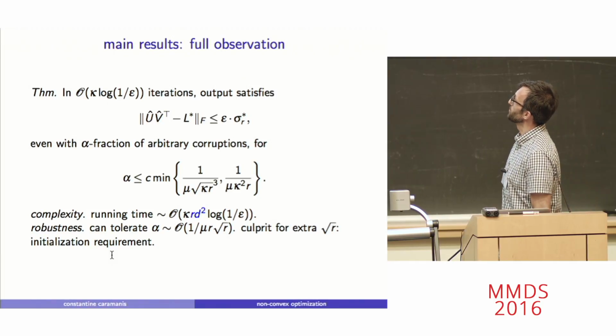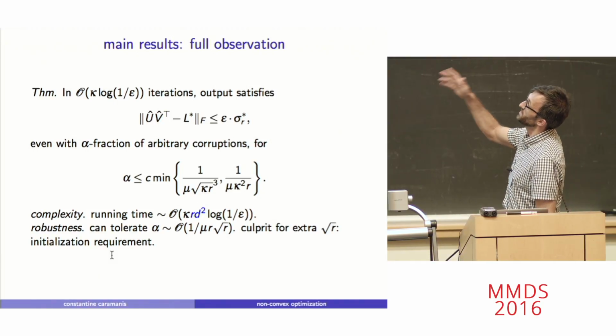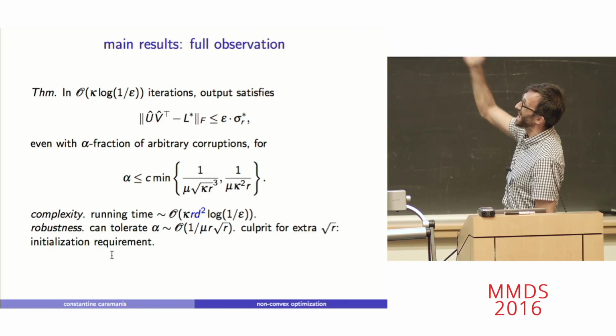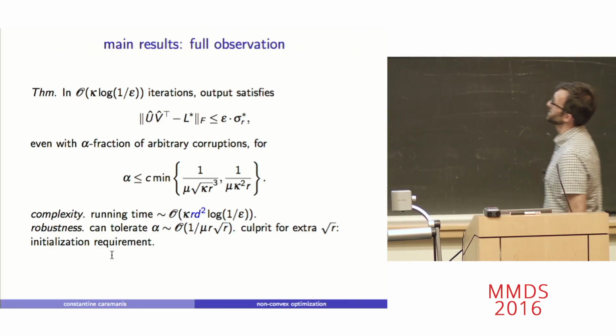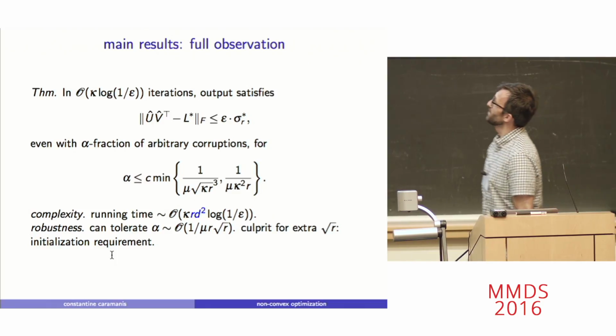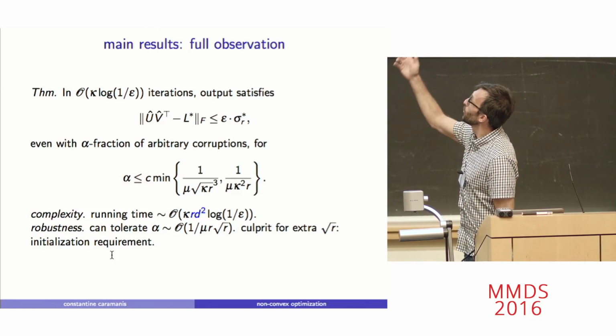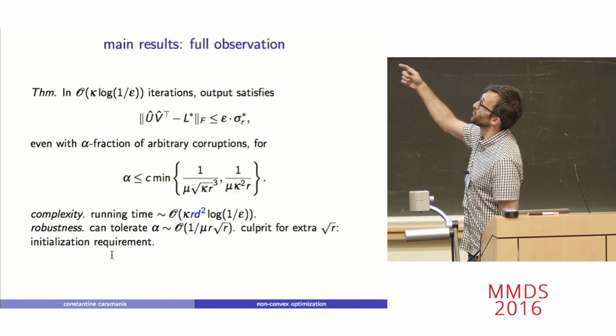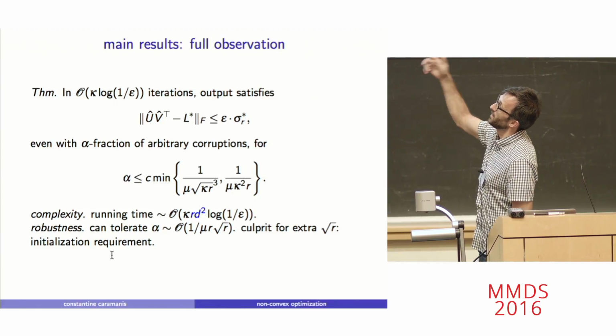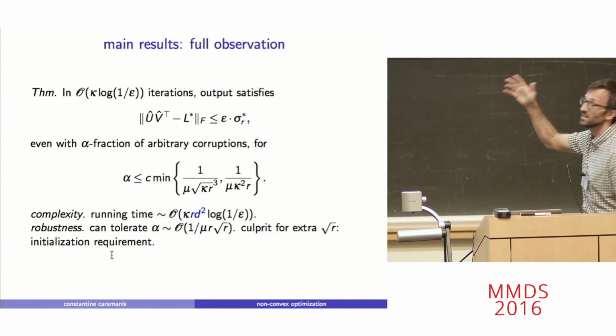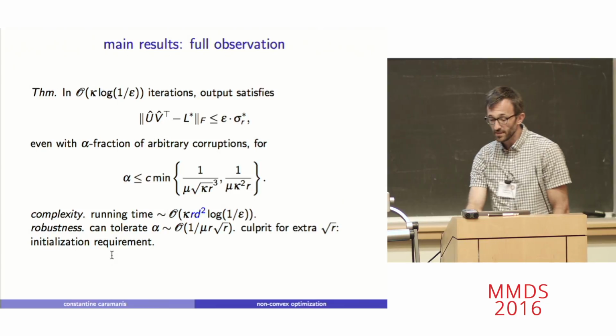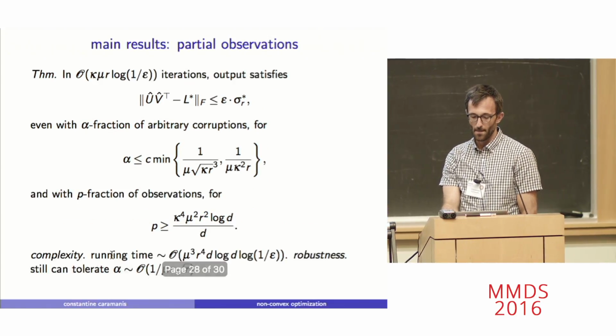The basic theorem says that you have linear convergence at exactly the kind of rate that you would expect from a convex problem. And so the running time is essentially log 1 over epsilon times the cost of every iteration, which is RD squared. And if you compare that with basic SVD, SVD would take RD squared already.